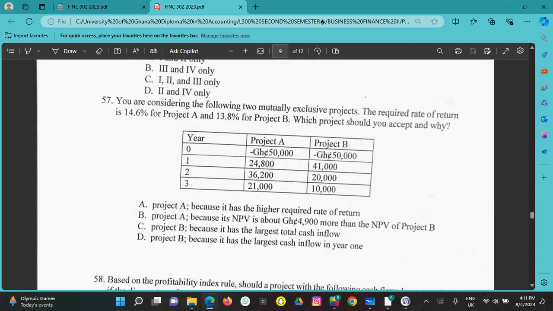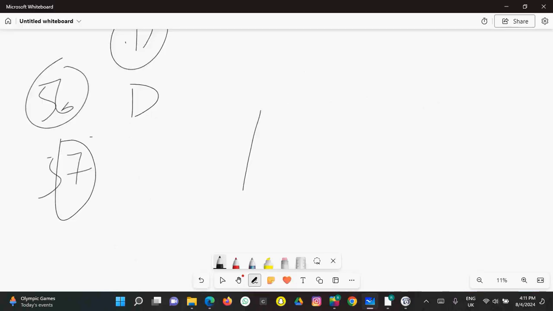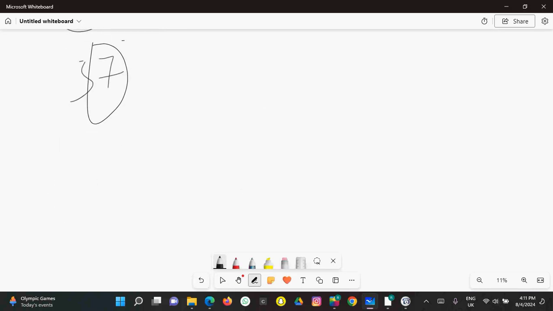All right. So you are considering the following two mutually exclusive projects. The required rate of return is 14.6% for the first one, project A, and the second one is 13.8%. Which project should you accept? So we are going to accept the one that has the highest NPV, right? So project A, if you want to get the NPV, right?